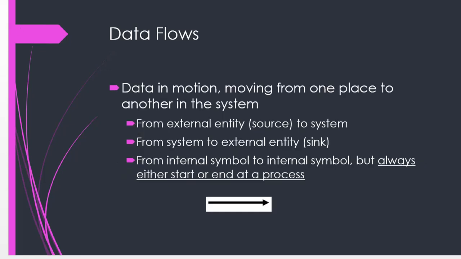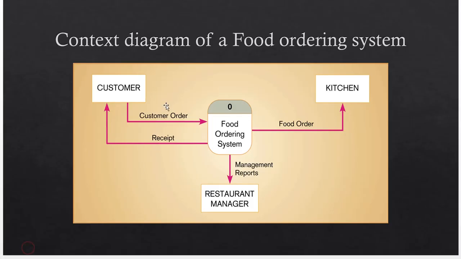Then we've got data flows. As we said before, for data flows we use arrows. So the arrows show the direction in which data is flowing. In this case, if we look at our context level diagram, data is flowing from the customer to the system in the form of a customer order. And then data is flowing from the food ordering system to the customer in the form of a receipt.